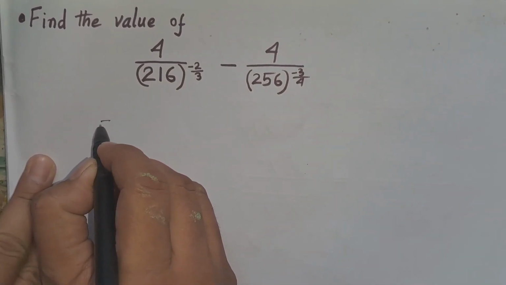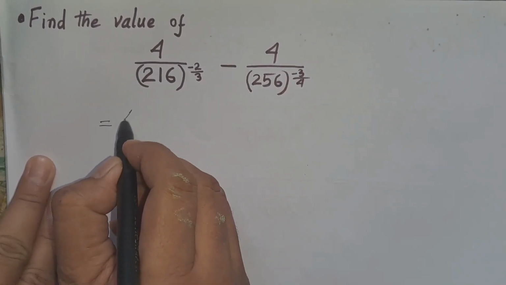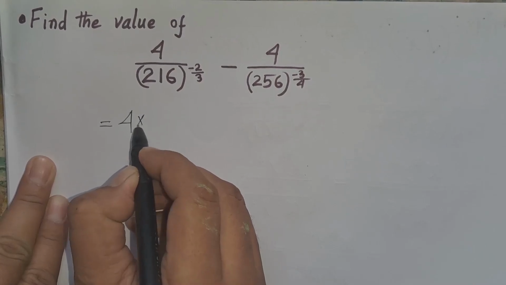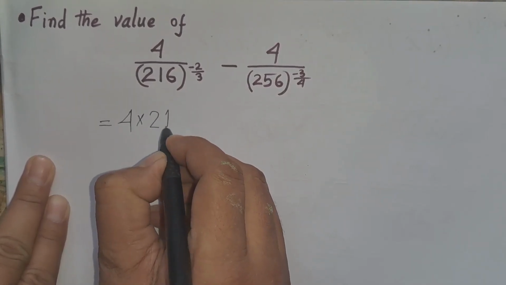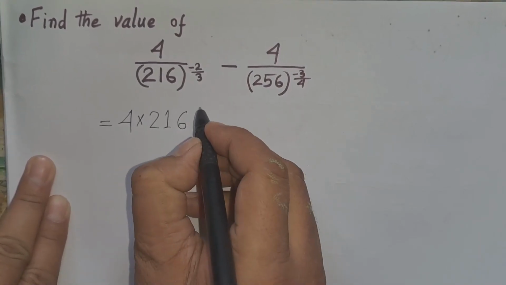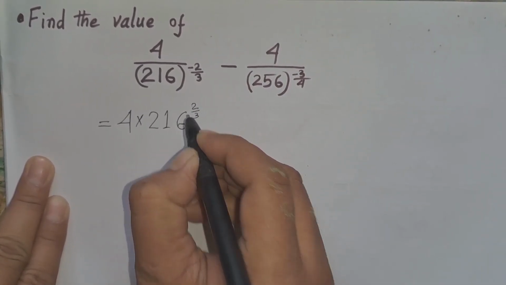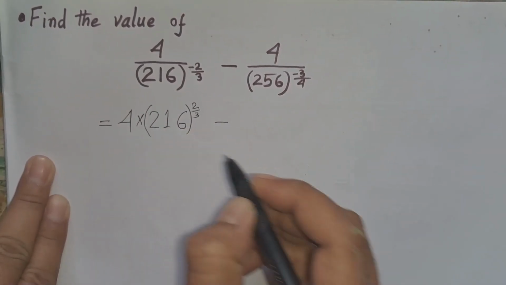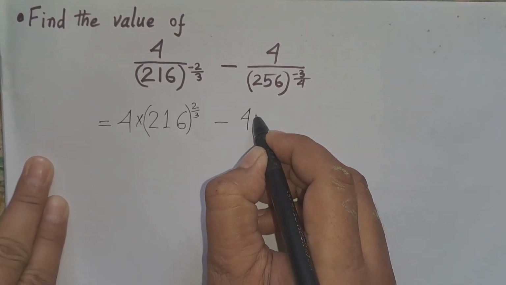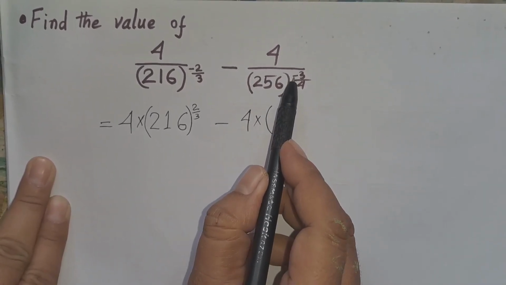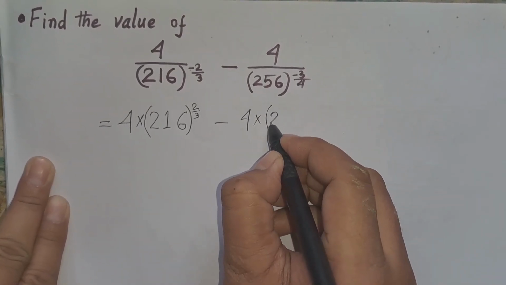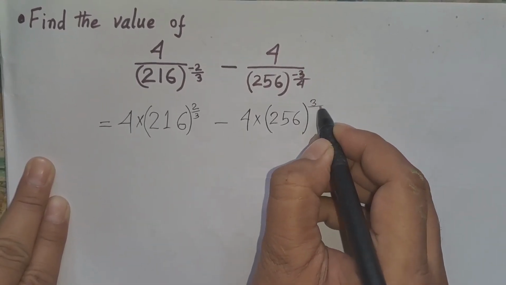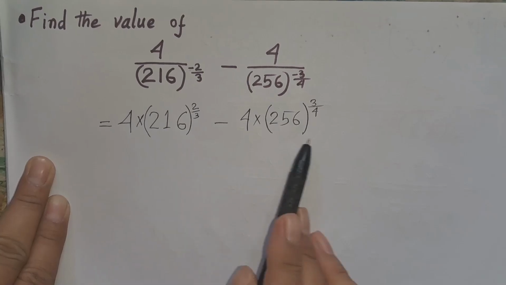Find the value of 4 by 216 whole to the power minus 2 by 3 minus 4 divided by 256 whole to the power minus 3 by 4. So I am writing it with the numerator to make the power positive, because that was a negative power previously. So 4 into 216, the power is plus 2 by 3, and the second one is 4 into 256, the power would become plus 3 by 4, because I am making it its reciprocal, so the power would become positive.